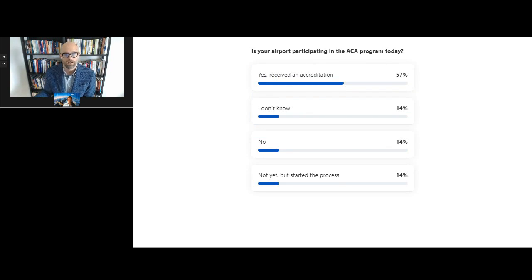So a lot of you are already accredited. That's great. So it probably means you're interested in maintaining, but probably moving up to the next level. Got some who have started. So my hat is off to you as well. Good luck. And if we can help, obviously would like to. No. But if you're interested, and I don't know, that's absolutely a fine place to be. You're not alone, just so you know.